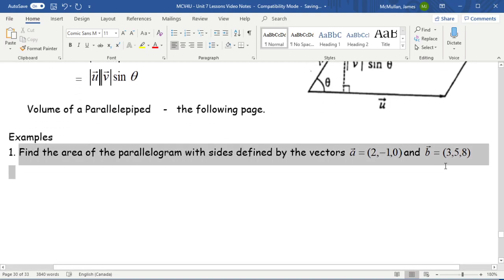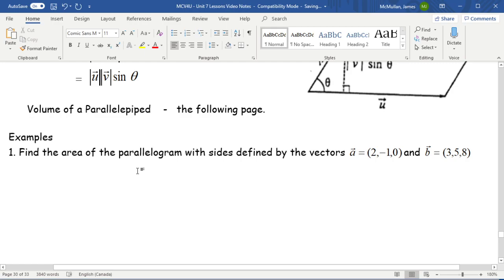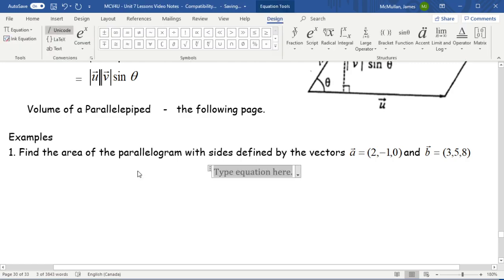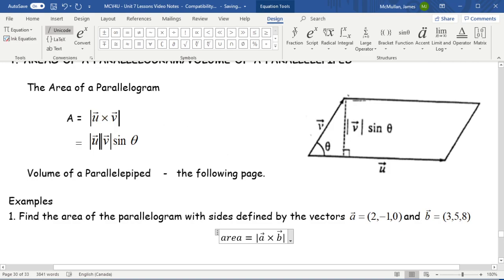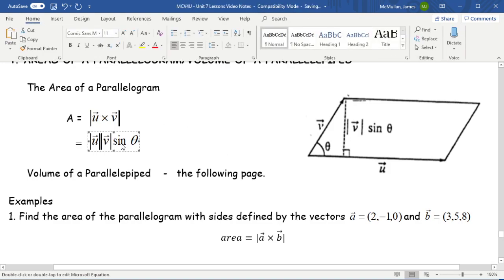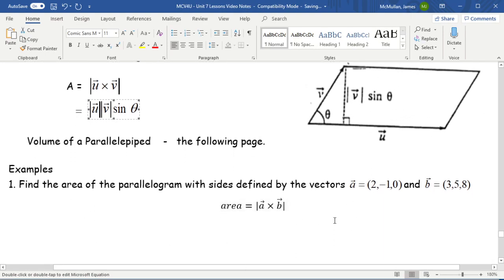The area of a parallelogram with sides defined by these vectors is very, very simple. The area equals the magnitude of the cross product, the magnitude of A cross B. Remember that the magnitude of A cross B is AB sine theta, which is equal to the area of the parallelogram. So all of these things are the same. The area of the parallelogram is the magnitude of the cross product, so let's do the cross product.